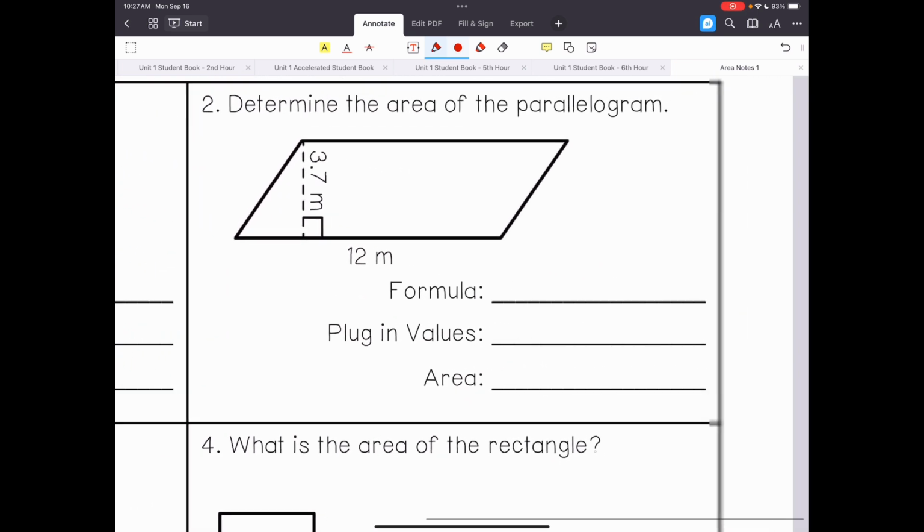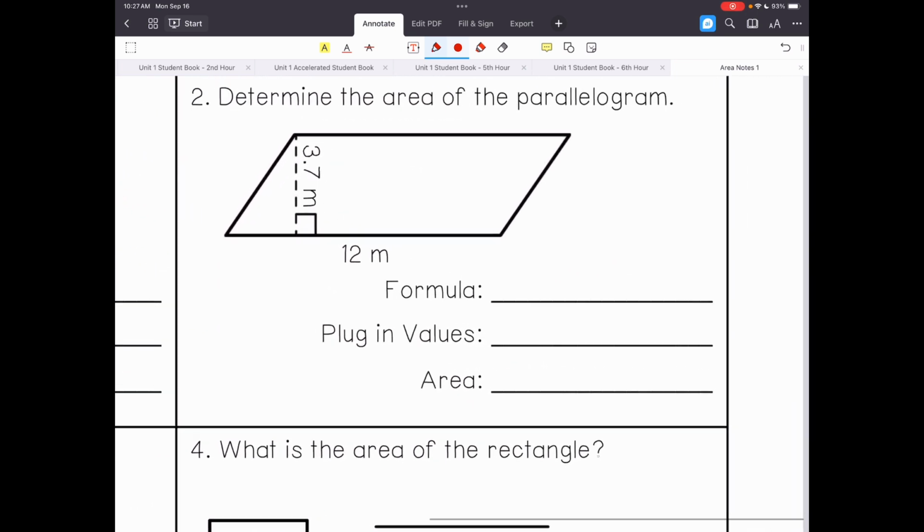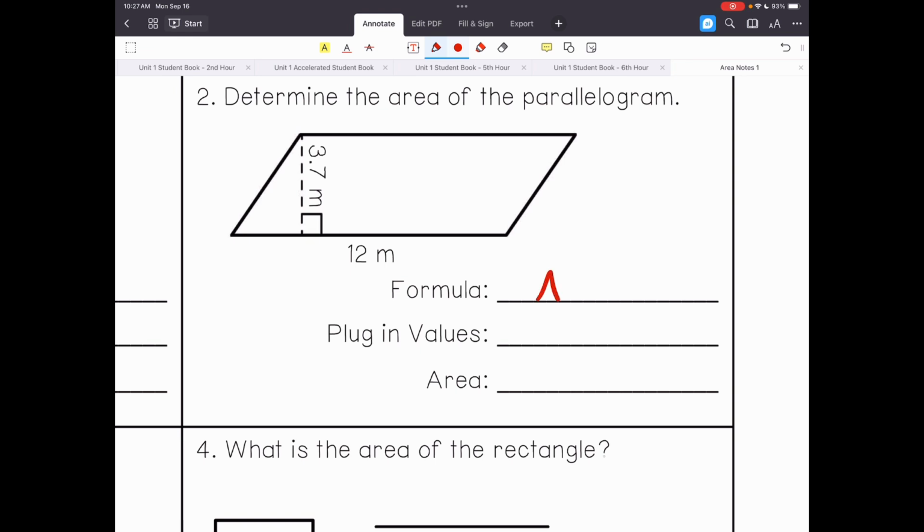All right, this one does have decimals in it, so you do have to set up a multiplication problem with decimals, which we'll do together, but base times height. Identify our values, so our base is 12, and the height of our parallelogram is 3.7. So remember, area of a parallelogram has the same area formula. So we just need to make sure that we're identifying the base and the height that meet at a 90-degree angle.